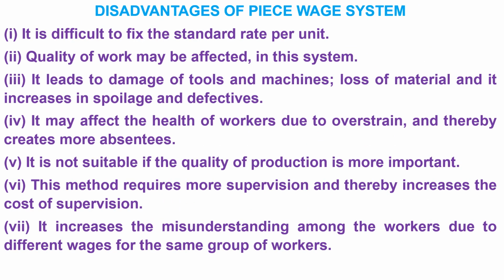Disadvantages of piece wage system. 1. It is difficult to fix the standard rate per unit. 2. Quality of work may be affected in this system. 3. It leads to damage of tools and machines, loss of material, and it increases spoilage and defectives. 4. It may affect the health of workers due to overstrain, and thereby creates more absentees.